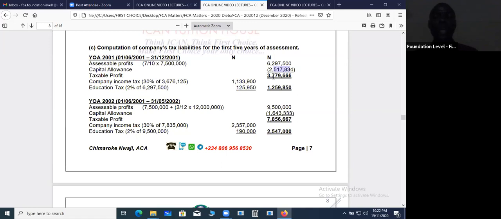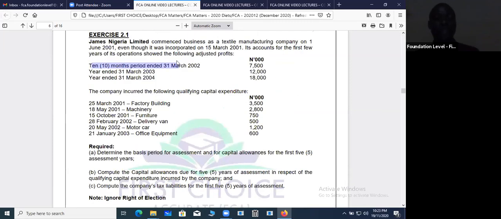When you plug it in there, you less it, you have your taxable profit. It is from there you find 30% of it to get your company income tax. Your education tax is 2% of assessable profit. You add them, your total tax liability is all this. Now, in your second year, you are still taking figures from here because you are still going to use the date the business started.